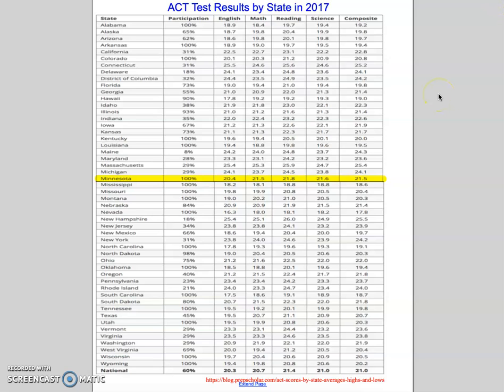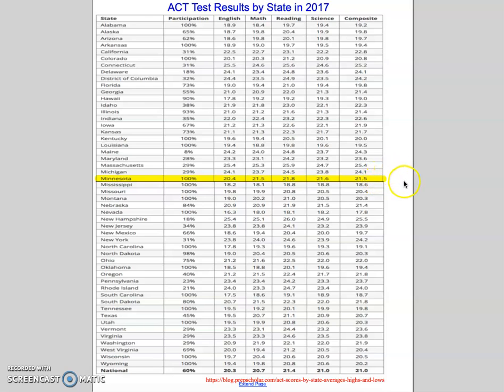Students in the past have noticed several things. 1. Participation varies a lot. There are quite a few states where the participation is 100%. In Minnesota, all of the students are given an opportunity to take the test for free in their high school setting.